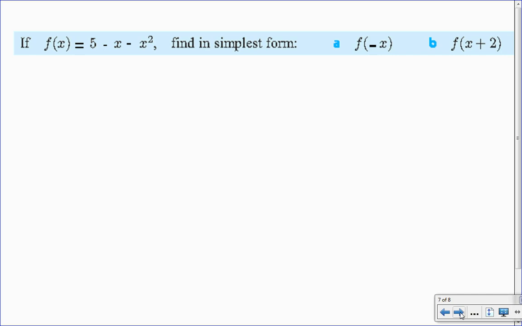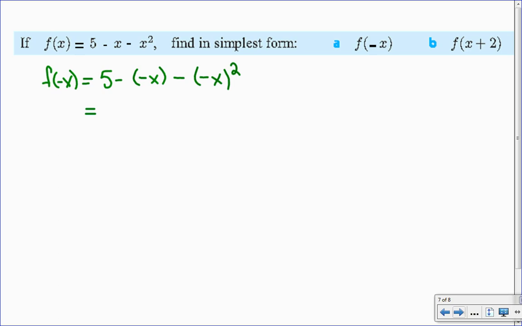Okay, and we can do that without necessarily substituting numbers. We can also substitute variables for x. And these are 2 examples of that. So if we wanted to find f of negative x, given the function above, we're just simply going to substitute negative x in for each of our x's.